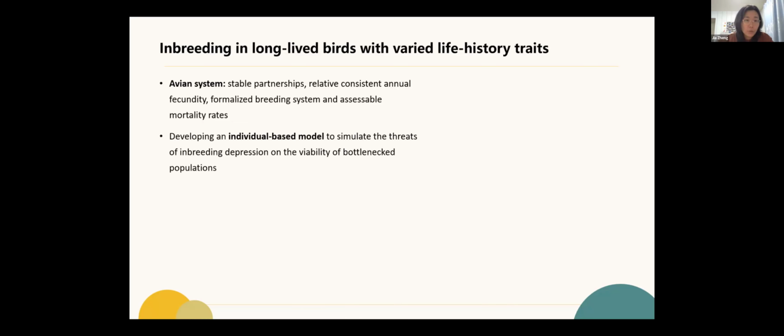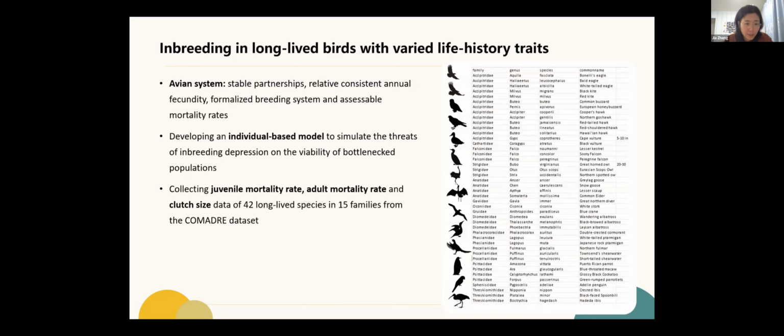And then I developed an individual-based simulation to simulate the strength of inbreeding depression on the viability of bottleneck populations. And later we collected juvenile mortality rate, adult mortality rate, and clutch size data from 42 long-lived species in 15 families from a data set. And you can see this is a list of the species that we collected empirical data from on different aspects.